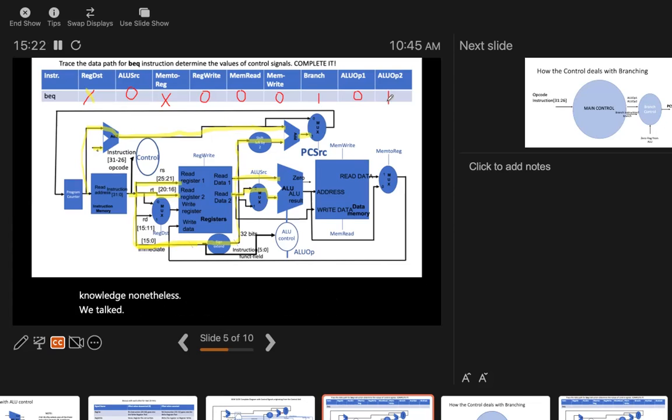So those are the control signals that we are setting to enable this data. Okay. So have a chat with each other. Have a chat for the next 2 minutes about this.